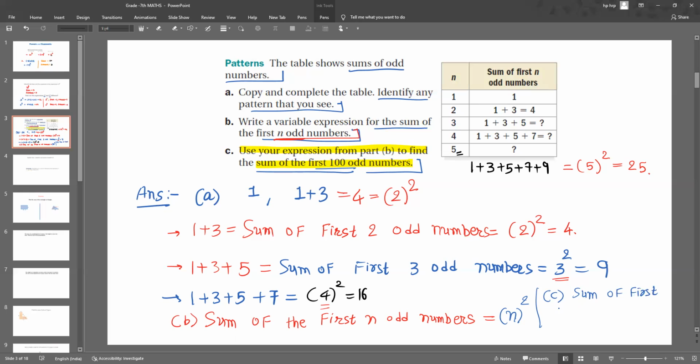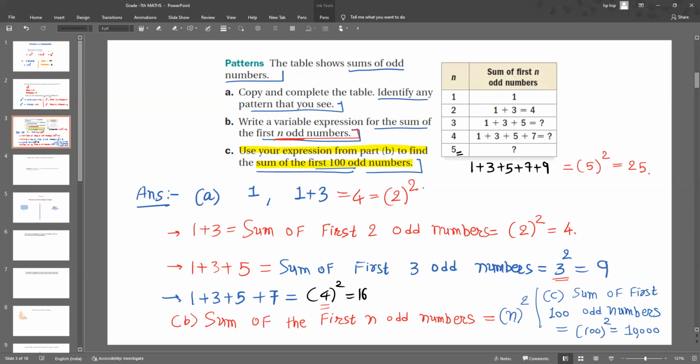100 squared. Correct. So the sum of the first 100 odd numbers is equal to what? Here 100 odd numbers are there, so that is 100 square. So without writing the numbers, we can easily find their sum, that is 10,000. Understand? Any doubt in this question?